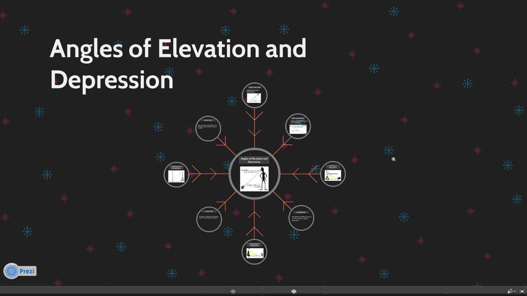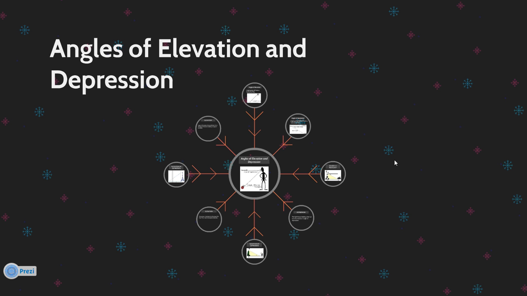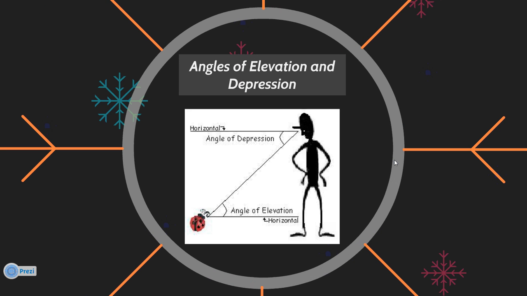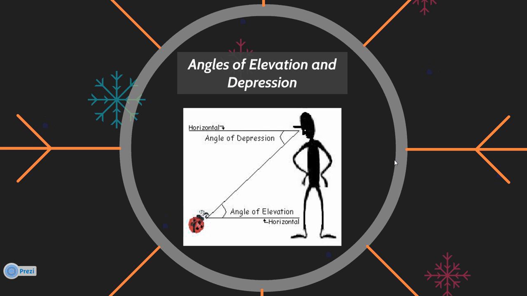Okay, so today we are going to start solving word problems using right triangle trigonometry. But before we can begin solving word problems, we need to talk about two different types of angles: angles of elevation and angles of depression. Angles of elevation and depression are created by essentially line of sight.